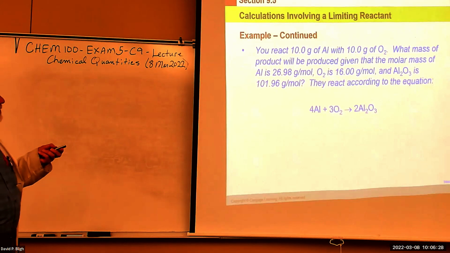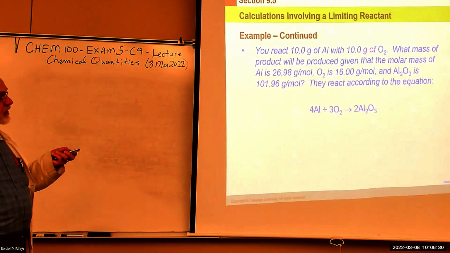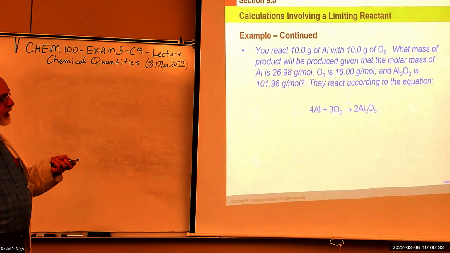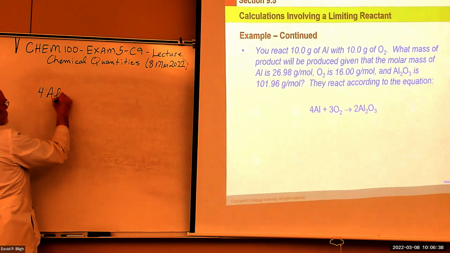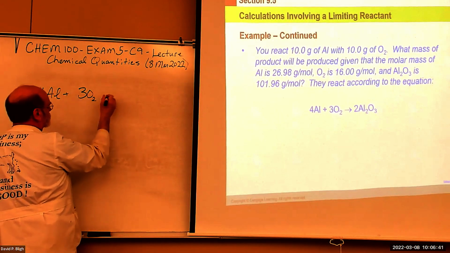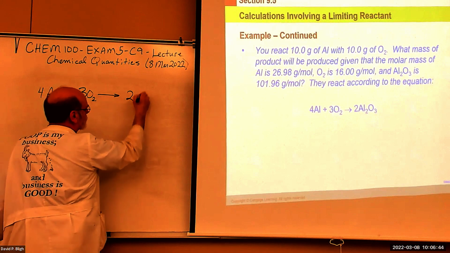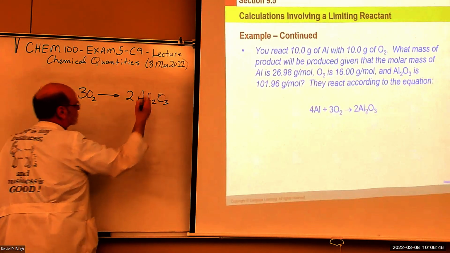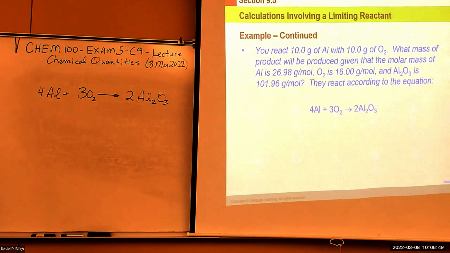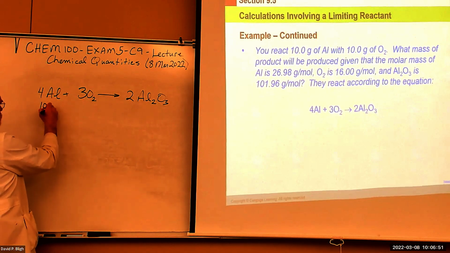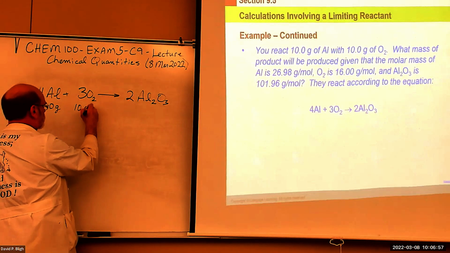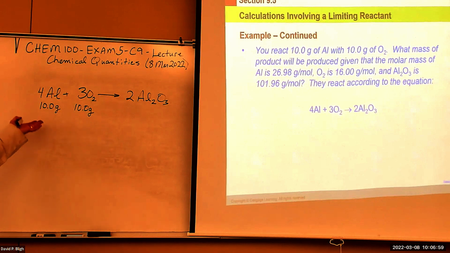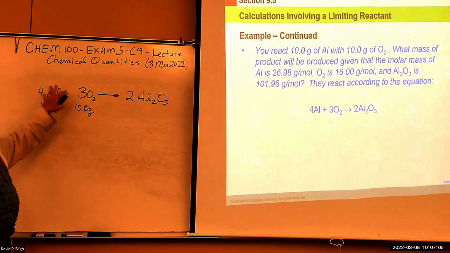This is a real equation where we have 10 grams of aluminum and 10 grams of oxygen react to produce aluminum oxide. In that balanced equation, 4 aluminums plus 3 oxygens yields 2 aluminum oxide. Okay, what are we given? 10 grams of aluminum and 10 grams of oxygen. Now, just looking at that, you can't tell which one's limiting, right? Because it's not mass-mass ratios, it's mole-moles.